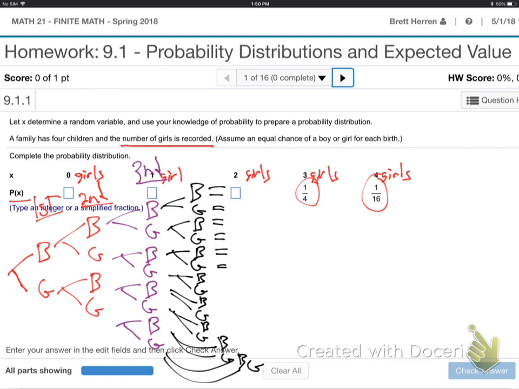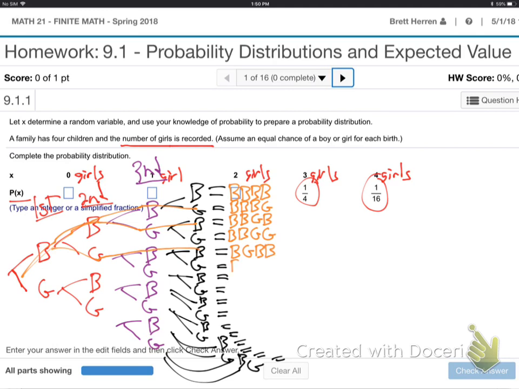Because each of these is a result, isn't it? Okay, here we go. So what's the overall results of all of this? It would be boy, boy, boy, boy. Four boys in a row. Or boy, boy, boy, girl. I'm just following the trees. See how I'm following that? The next one: boy, boy, girl, boy. Boy, boy, girl, girl. Boy, girl, boy, boy. Boy, girl, boy, girl.